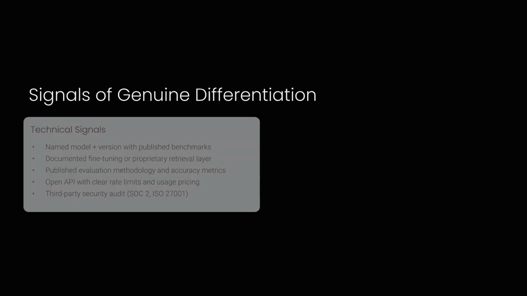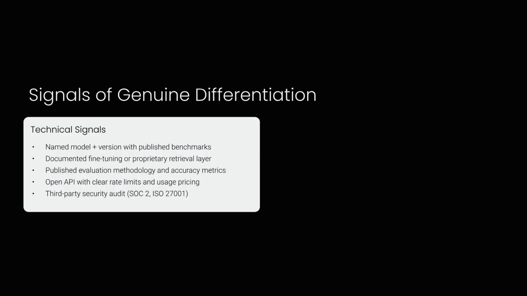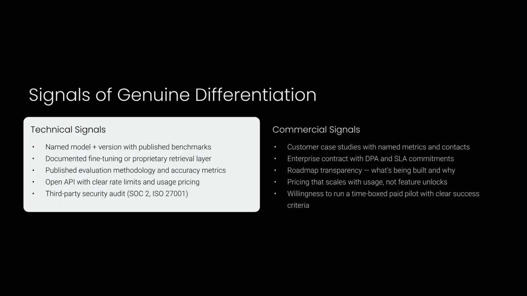Conversely, look for signals of genuine differentiation. These include published benchmarks, transparency in their security audits, customer case studies with real names and metrics, and pricing models that scale with actual usage rather than hidden feature unlocks. These are the indicators of a mature, reliable vendor.